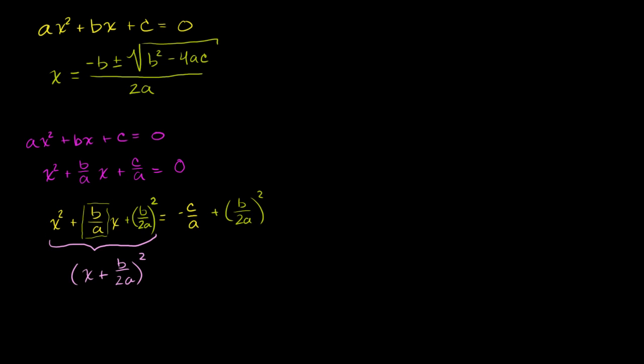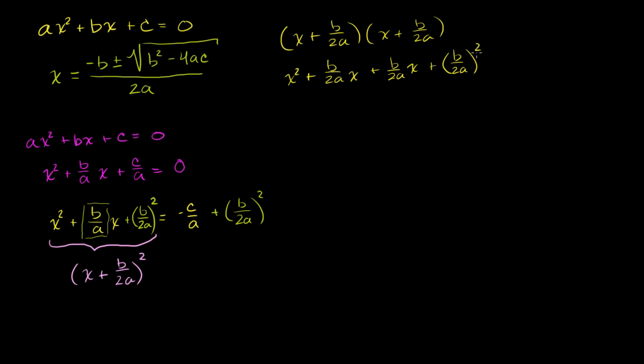And if you don't believe me, I'm going to multiply it out. That x plus b over 2a squared is x plus b over 2a times x plus b over 2a. X times x is x squared. X times b over 2a is plus b over 2ax. You have b over 2a times x, which is another b over 2ax. And then you have b over 2a times b over 2a. That is plus b over 2a squared.